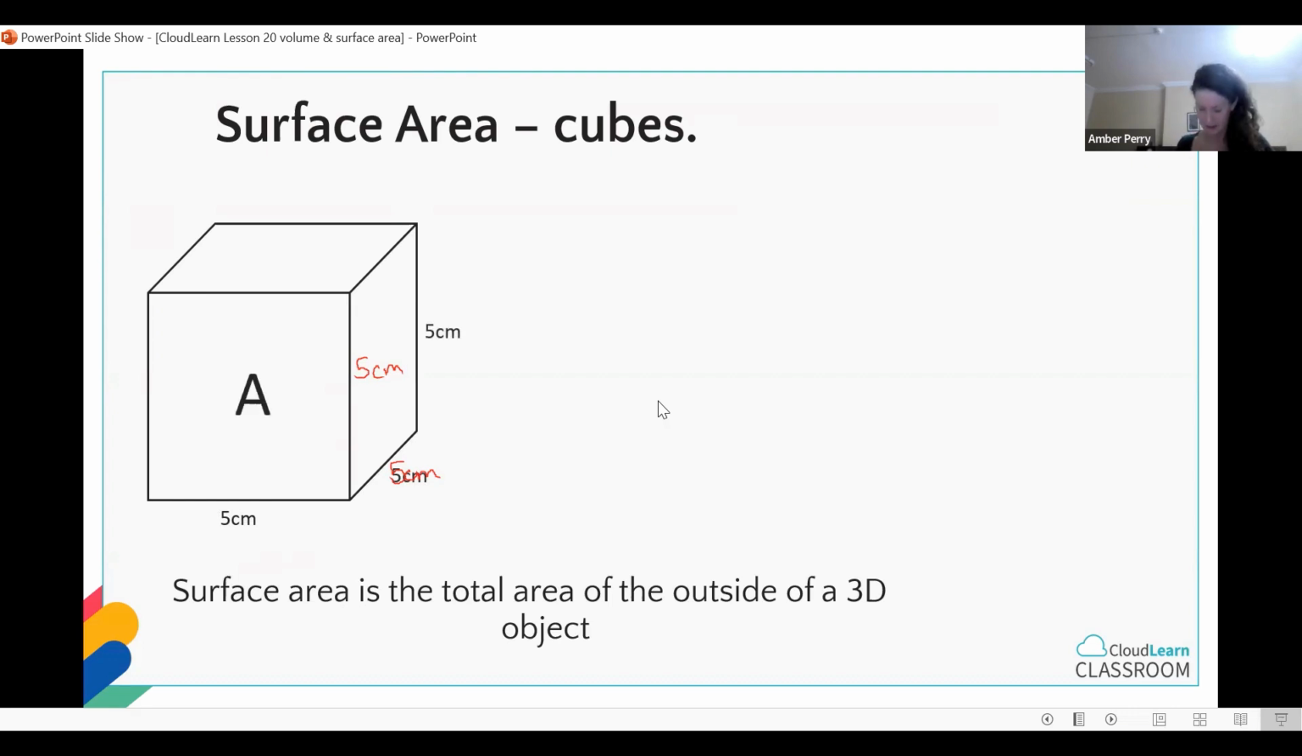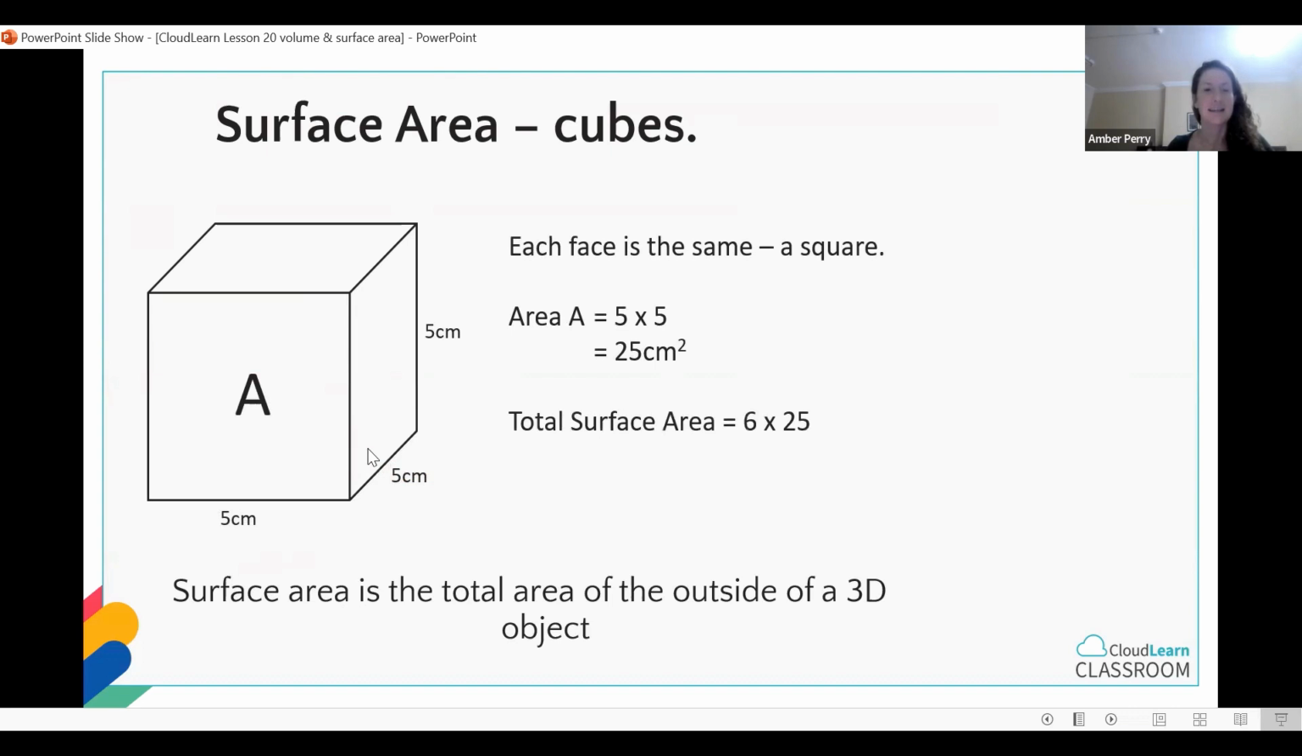Turns out I'd already done that, so we can clear those. There we go. So we've got 1 square A, that's 5 times 5. So area of A is 5 times 5. And then we've actually got 6 equal squares on there. So it's going to be 6 times 25. So the total surface area here is 150 centimeters squared.